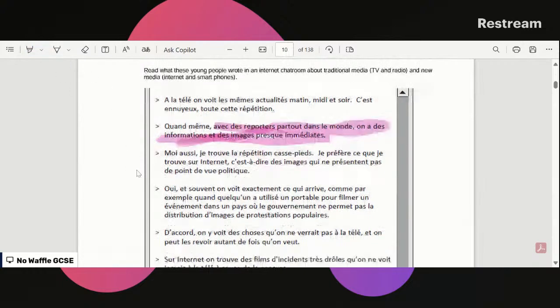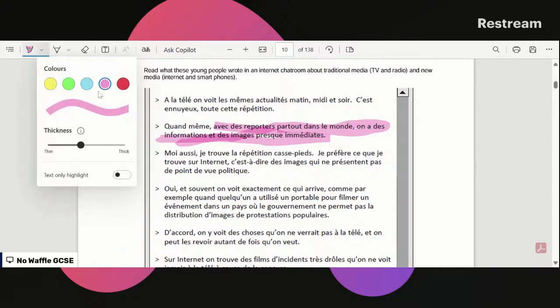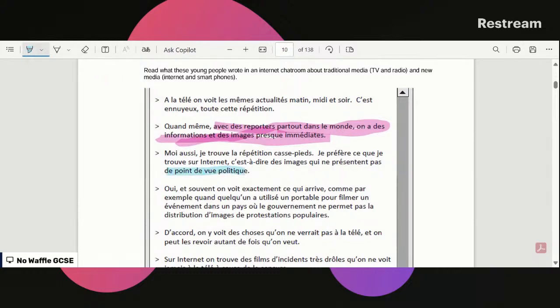Moi aussi, je trouve la répétition casse-pied. So casse-pied means a pain in the neck. So they find the repetition a pain in the neck. Je préfère ce que je trouve sur Internet. I prefer what I find on the internet, c'est-à-dire des images qui ne présentent pas de point de vue politique. So it's giving out information that is unbiased. It does not have a political view and standpoint.